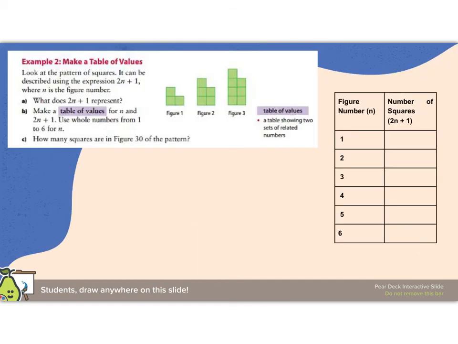Last thing is with a table of values. So for something like this, it says that I have an expression of 2n plus 1. So every time I take the figure number, so for example, figure number is 1, if I go 2 times the figure number plus 1, so I double it plus 1, that gives me the number of squares. So A, what does that represent? It's the relationship between figure number and squares.